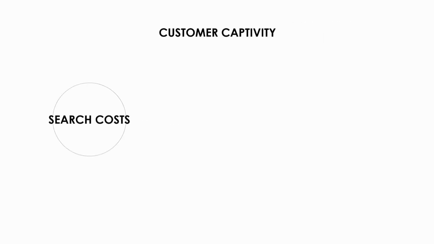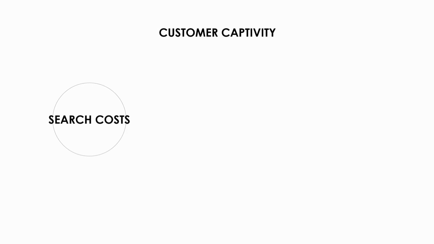Customer captivity. The second primary competitive advantage is called customer captivity. Customer captivity is somewhat like customer loyalty. But it's not just that customers stay with you because they love your product or your brand. It's that there are structural reasons why they stay with you. There are structural reasons that make it difficult or expensive to leave you for competing products. There are three sources of customer captivity. The first is search costs.